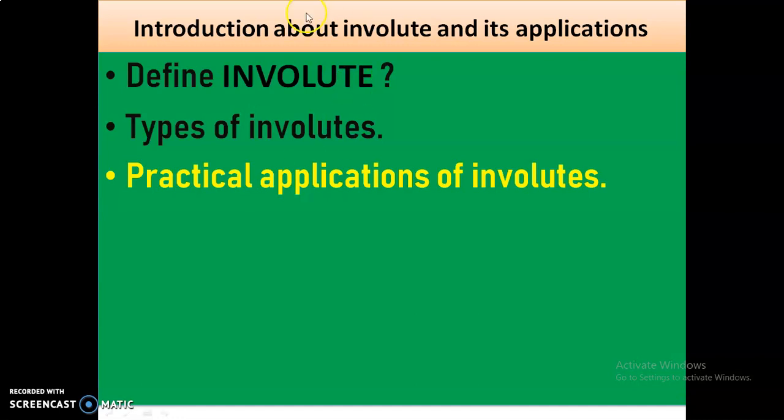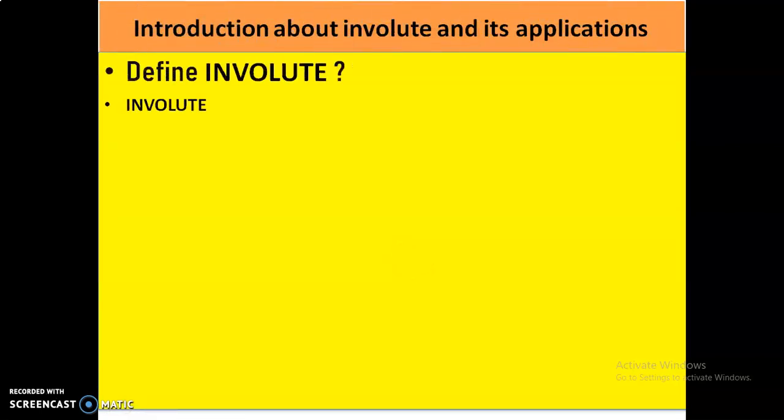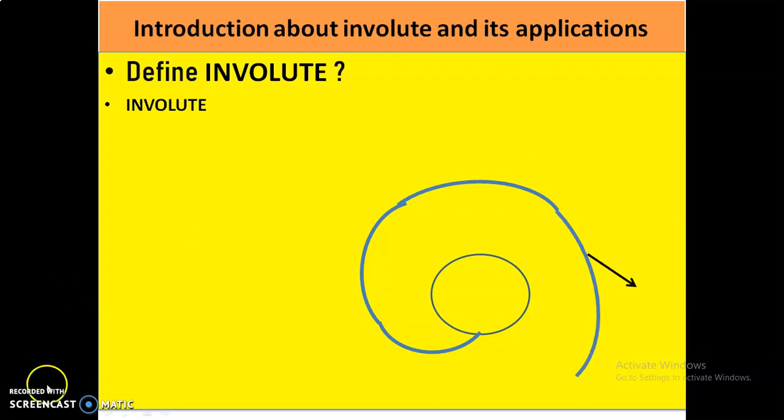So let us see the first definition of the involute. How can we define involute? See here in this diagram. Consider this is a cylindrical drum. It is wound by the thread or string, whatever it is. So that thread is unwinding. We are unwinding the thread from the cylindrical drum. Then it forms one type of curve that is called involute. That is called involute. Okay.